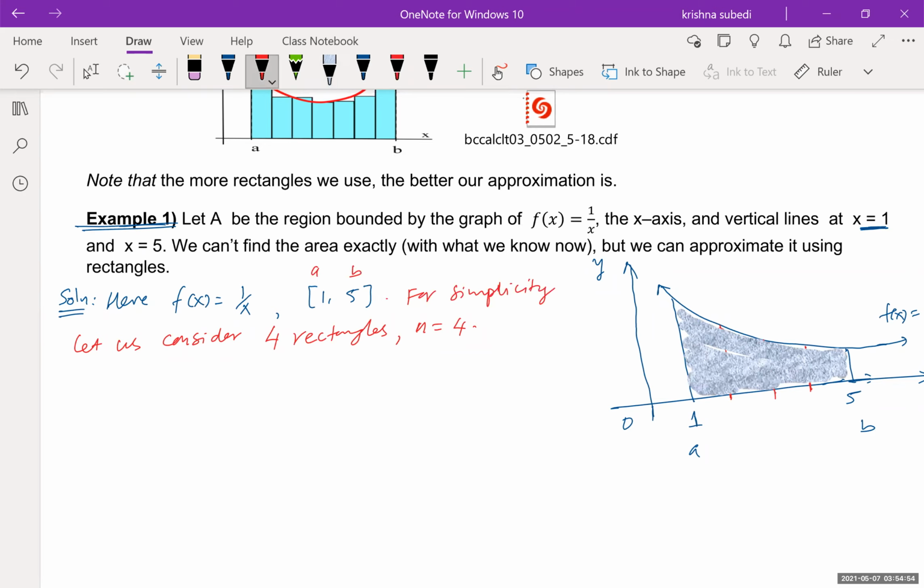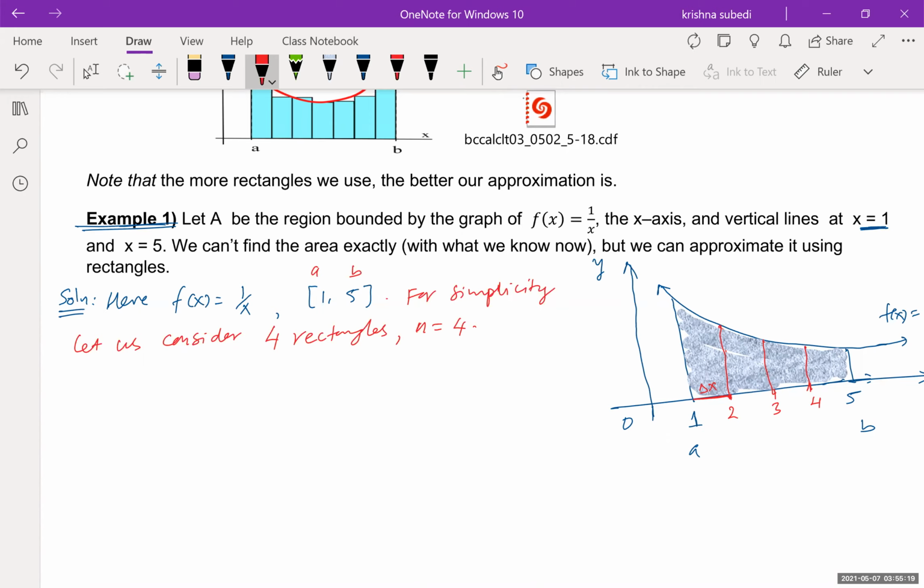Okay, this is my goal. And I decided to consider 4 rectangles and find the approximate value. Now you know that if I divide this into 4 rectangles, this point will be 2, this point will be 3, this point will be 4. So what I mean is the width of the rectangle, we denote that by delta x. Delta x is 1 actually.